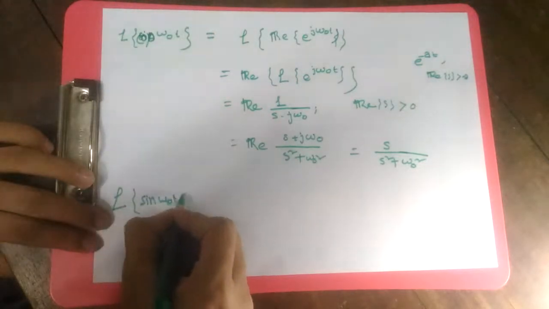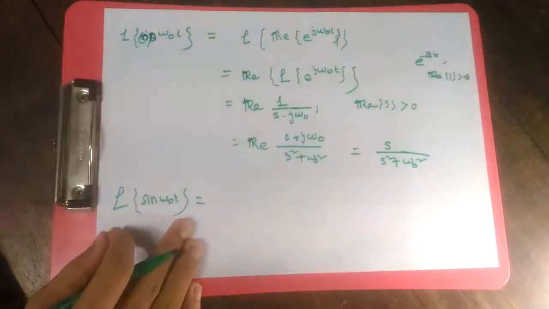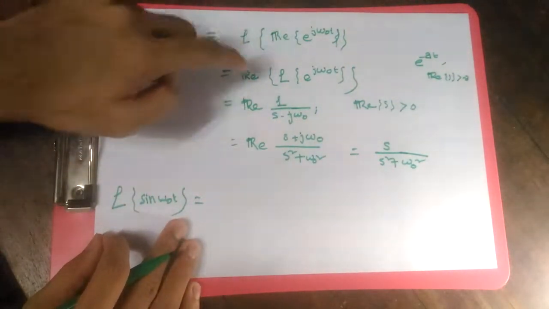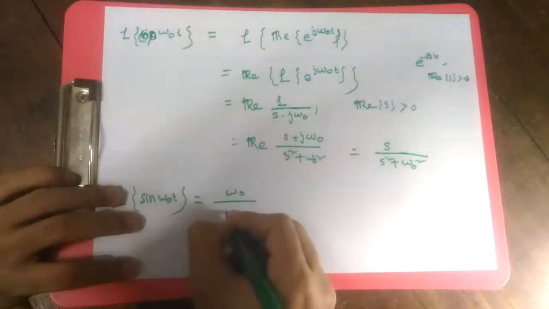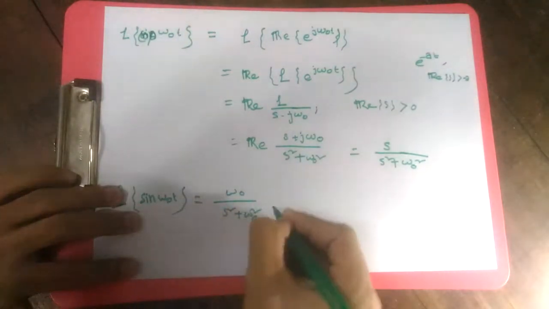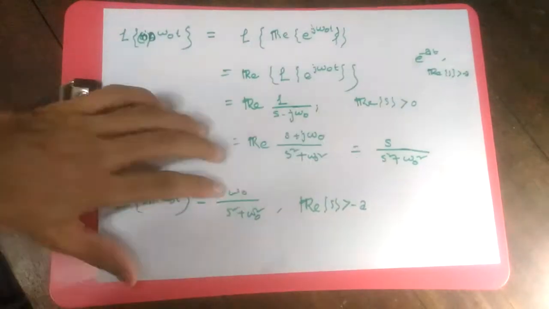And if we want to find the Laplace of sine of omega naught t, then you can proceed the same way, but instead of the real part it's going to be the imaginary part, so the ultimate answer is going to be omega naught over s squared plus omega naught squared, where the real part of s is greater than 0.